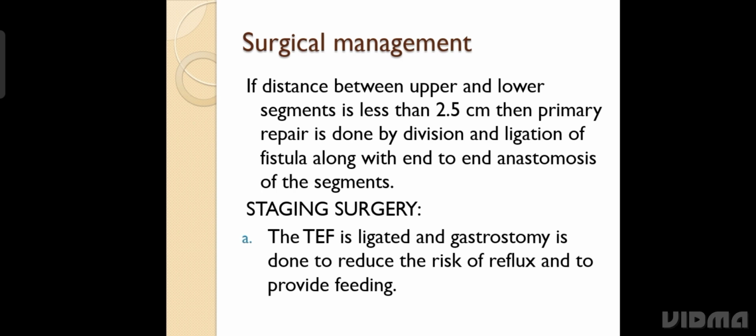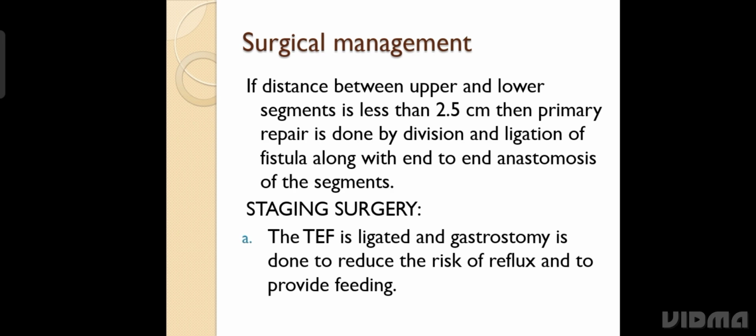Now we will see the surgical management. If the distance between the upper and lower segment, meaning the proximal and distal segment of the esophagus, is less than 2.5 centimeter, then primary repair is done by division and ligation of the fistula, meaning closing of the fistula, and end-to-end anastomosis of the segments is done. So anastomosis, a surgical connection, is done in the case of TEF.